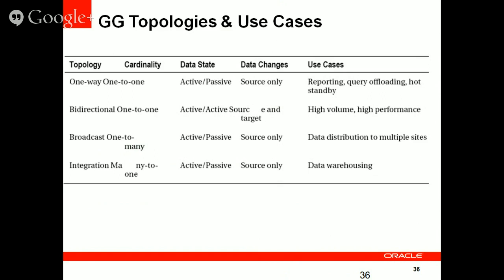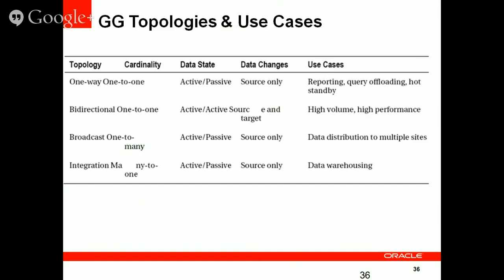Then bidirectional topology, it can be used in the environment of active-active kind of data management. So data changes will be done at the source side and they will be replicated at the target side. Here the use cases are in environments of high volume and high performance. Both the source as well as the target will be changed in the bidirectional, meaning source will become target and target will become source. At a time you can have bidirectional replication, two-way replication, where both will be active.